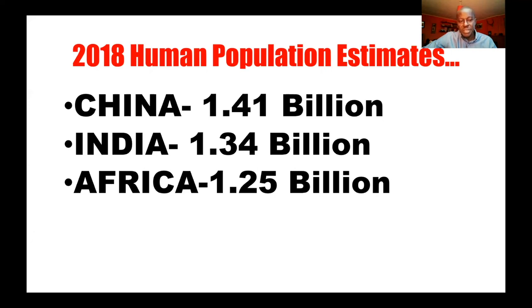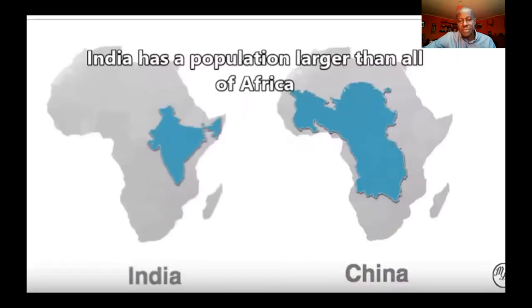2018 human population estimates, you can see China 1.41 billion, India 1.34 billion, Africa is 1.25 billion. To put this in perspective, that's India inside Africa and China inside Africa. Yet in media, you do not see human population in China being referred to as a threat to giant panda population. But you keep hearing about population of people in Africa is a threat to elephants, is a threat to lions, is a threat to this and that and the other. We have to look into why this is accepted when it's such obvious prejudice.